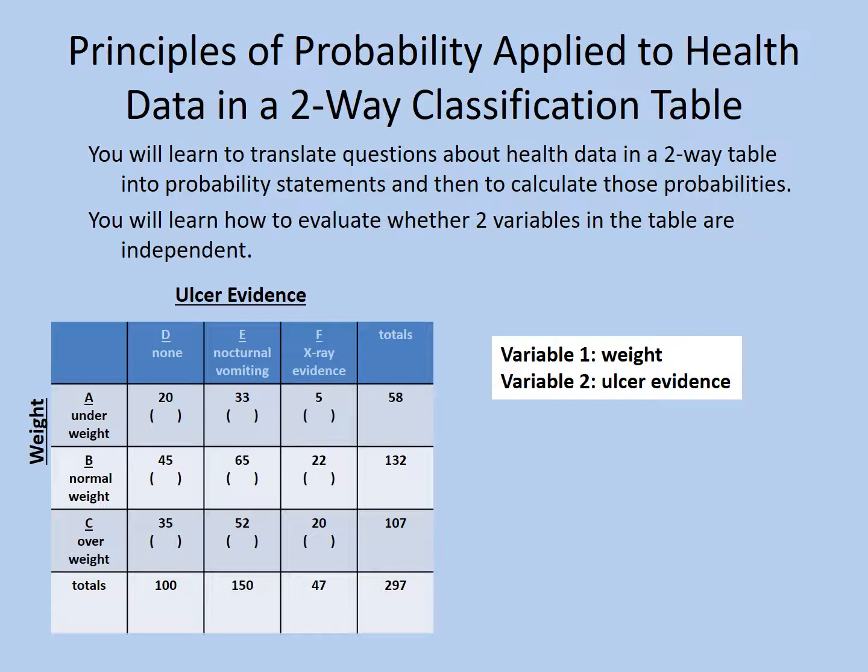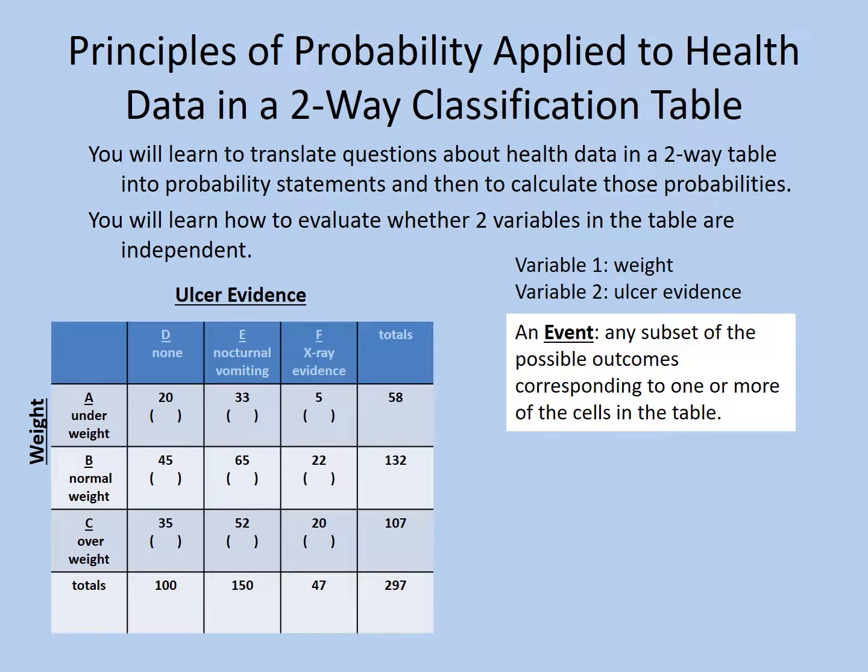The numbers in the table represent frequencies that count the number of subjects in various categories of either variable or a combination of categories of both variables. To describe the information provided by this table, we define an event to be any subset of the possible outcomes corresponding to one or more of the cells in the table.